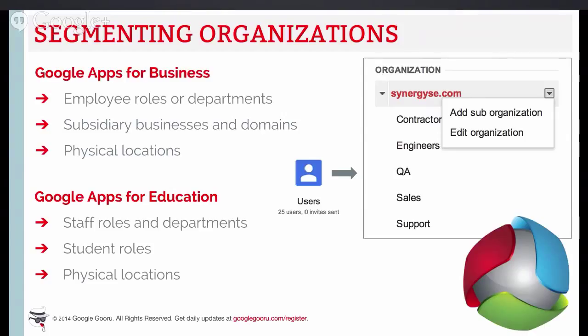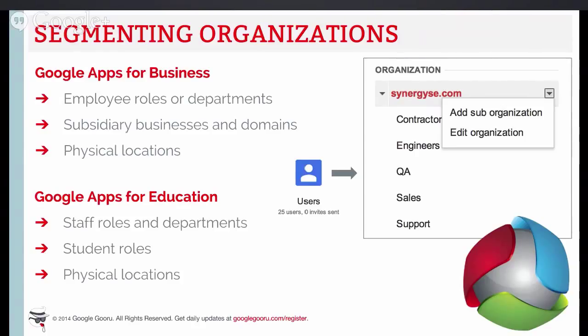And the reason for that is you might not want to have your students have full access to all of the Google Apps features. To give you an example, you might want to restrict them to only be able to send email within your domain, but you want your staff to be able to send email inside and outside of your domain. So setting them into different organizations will allow you to do that.